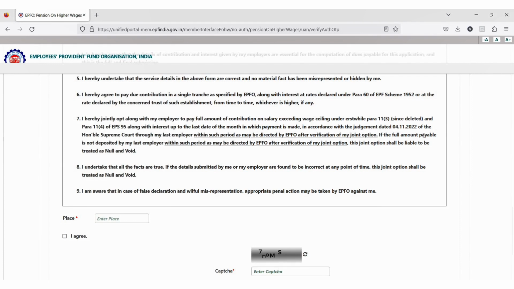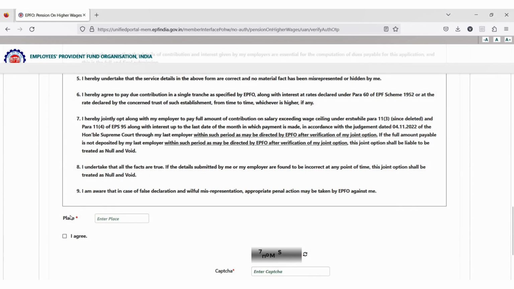If the full amount payable is not deposited by my last employer within such period as may be directed by EPFO after verification of my joint option, this joint option shall be liable to be treated as null and void. Eighth, I undertake that all the facts are true. If the details submitted by me or my employer are found to be incorrect at any point in time, this joint option shall be treated as null and void. Ninth and the last one, I am aware that in case of false declaration and willful misrepresentation, appropriate penal action may be taken by EPFO against me.